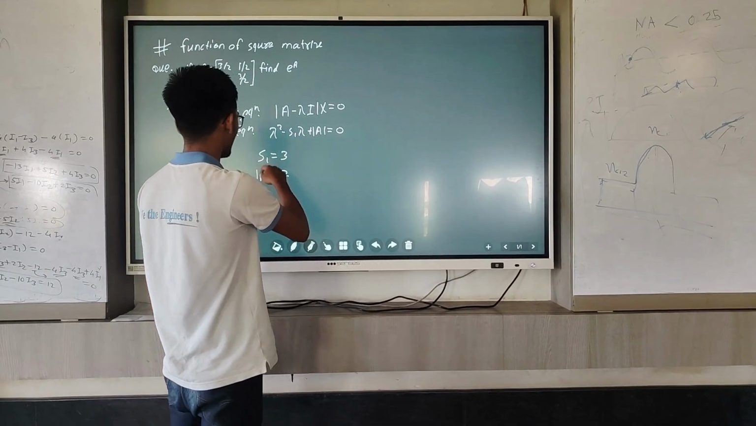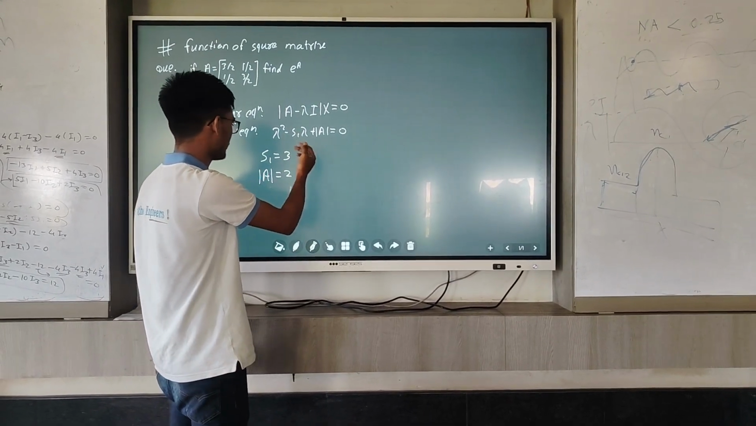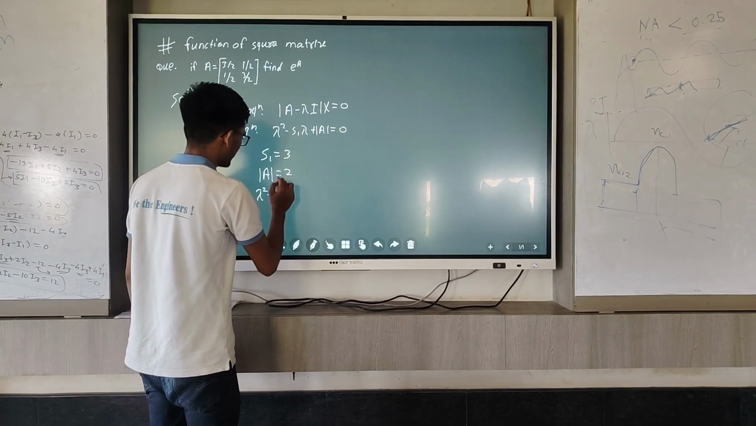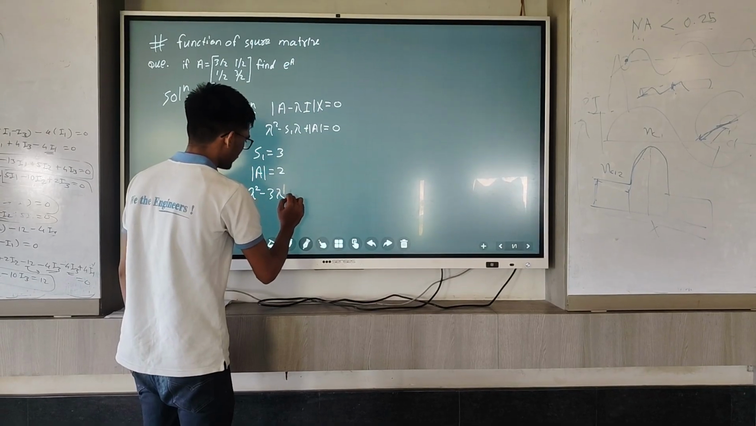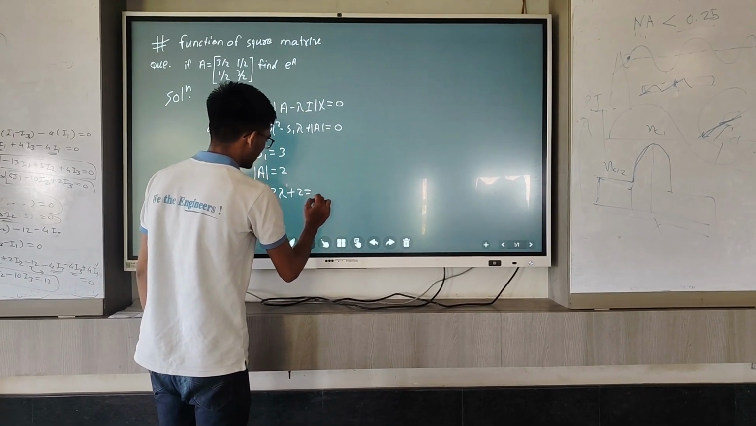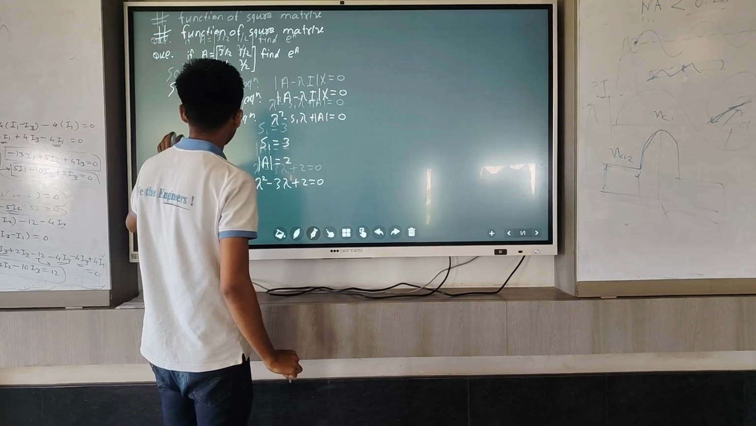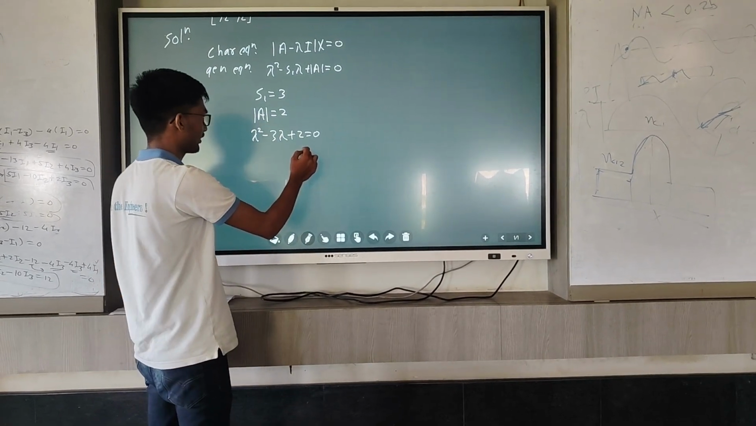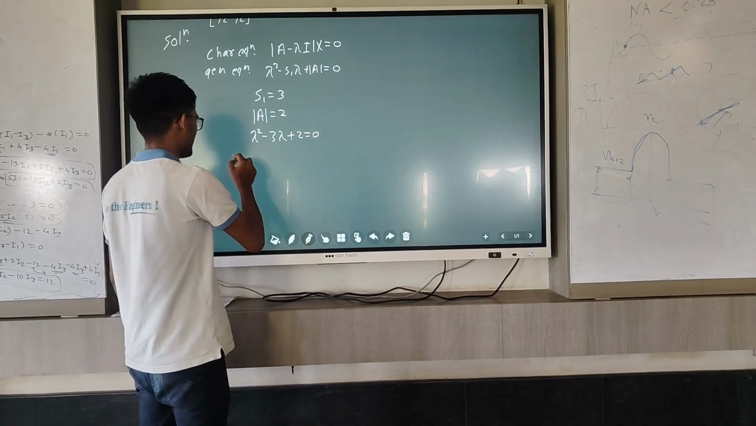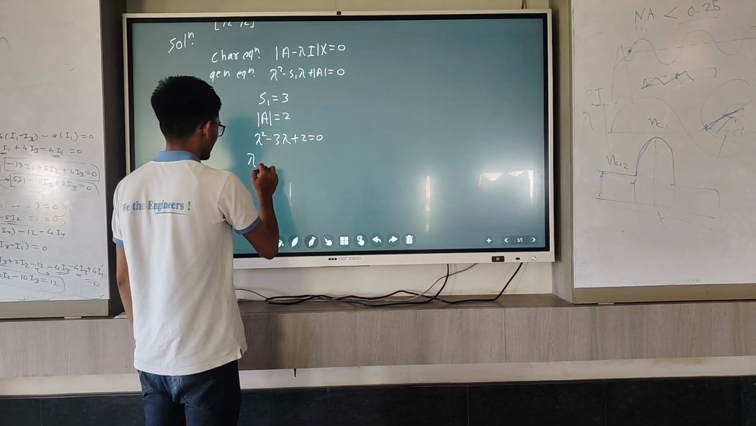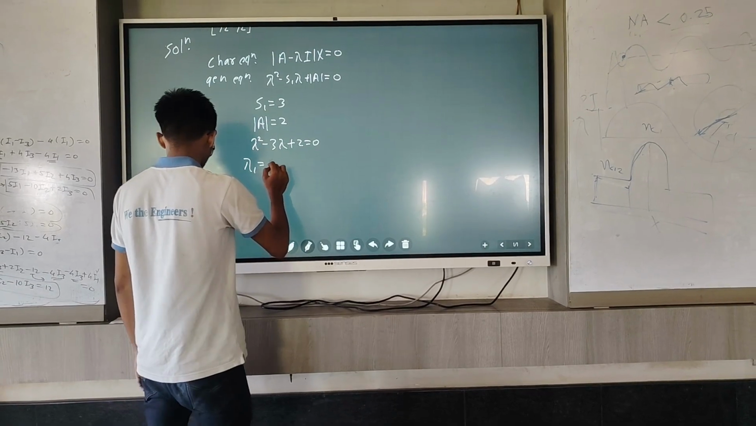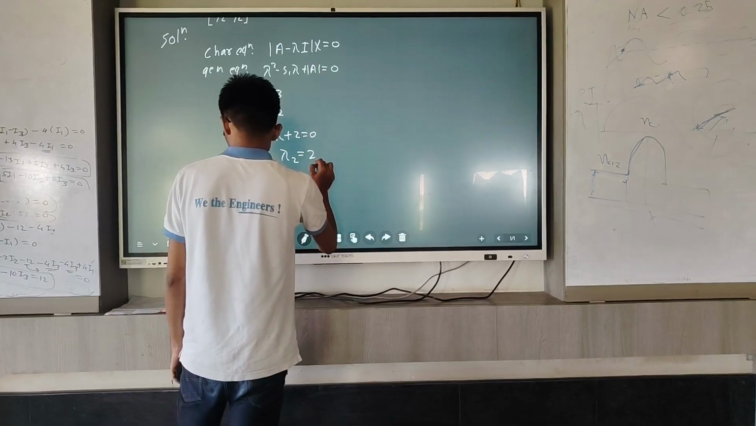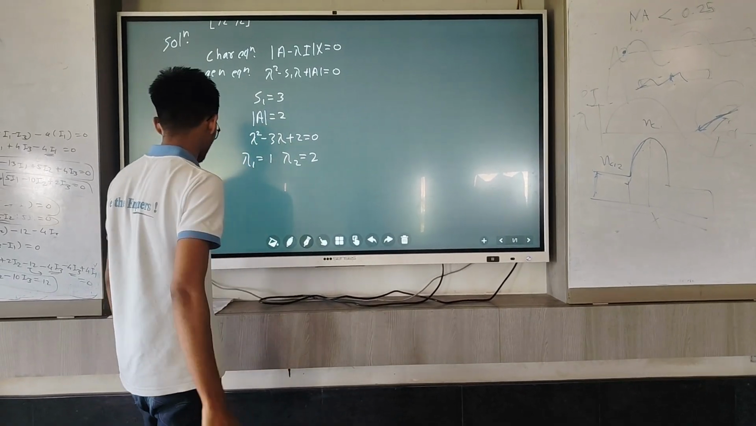Now we are putting s1 and determinant of A in the general equation. So we write lambda square minus 3 lambda plus 2 is equal to 0. Now solving this characteristic equation, we get the values of lambda. So we write here lambda 1 is equal to 1 and lambda 2 is equal to 2. Now these are the eigenvalues.